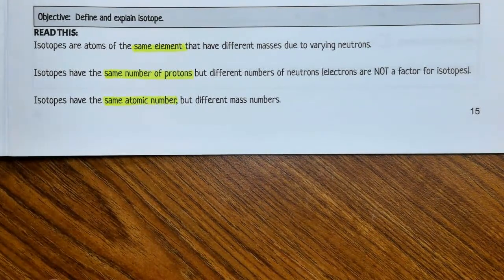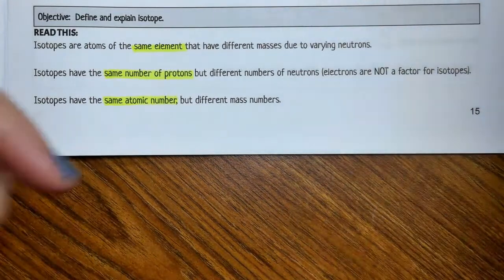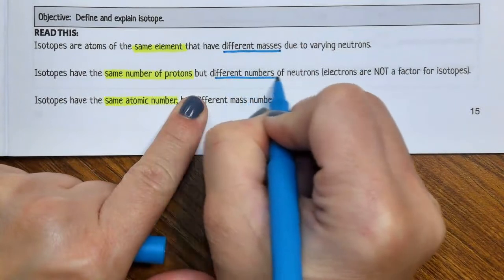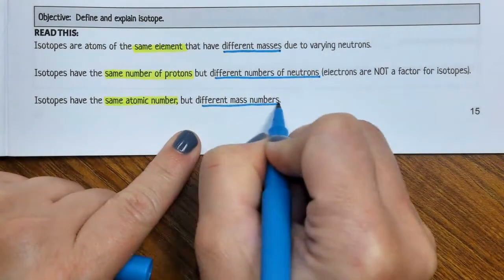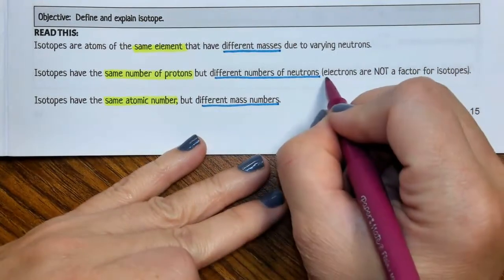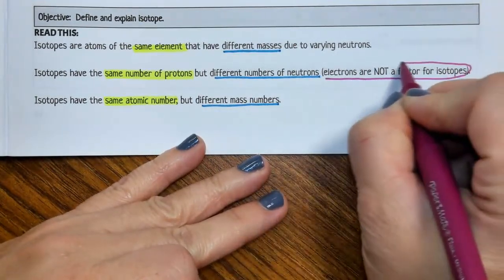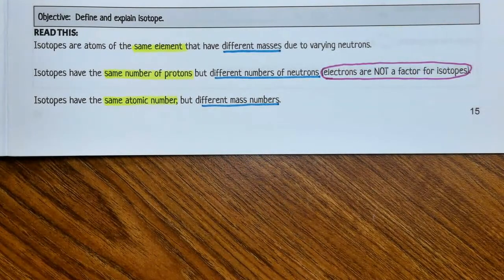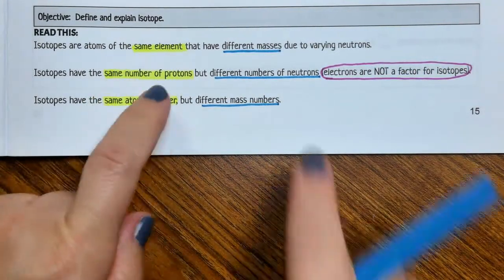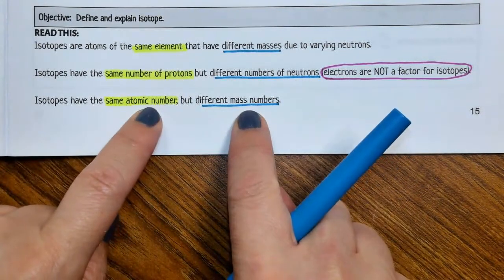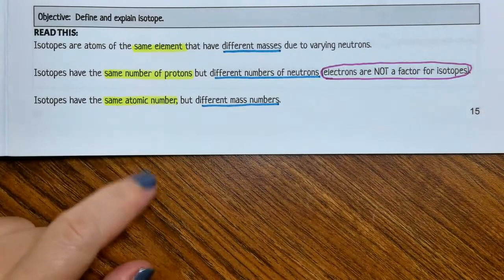What makes isotopes different from one another is going to be that they have different masses, because they have a different number of neutrons, which is going to give them different mass numbers. Notice that electrons are not a factor for isotopes. So we do not care about electrons when it comes to isotopes. Isotopes, we only focus on protons versus neutrons. Okay, atomic number versus mass number. Let's look at some examples.